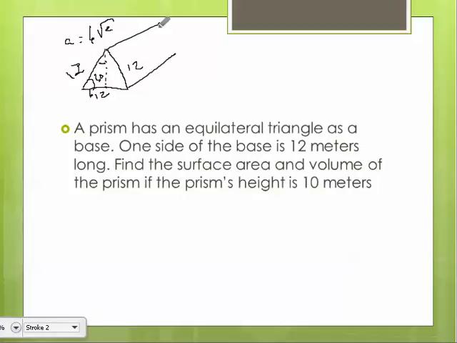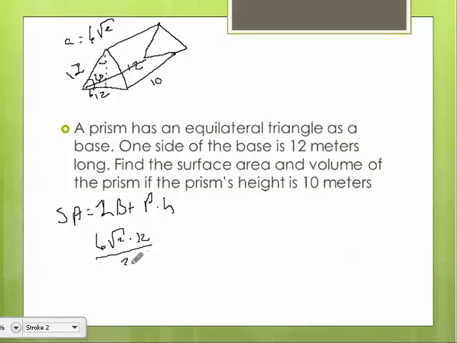Remember, this is still a prism. So we're looking at a triangular prism here, like that, right? And it's got a height of 10 here. So how do I find the surface area? Surface area is going to be 2 times the base plus the perimeter times the height. The base in this situation is going to be 6 square roots of 2 times 12 divided by 2. And then I'll multiply that whole thing by 2. So those are going to cancel each other out. And 6 times 12 is 72 square roots of 2. Plus, my perimeter in this case is 36, and my height of the prism is 10.